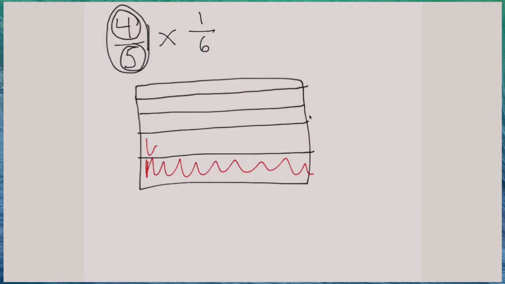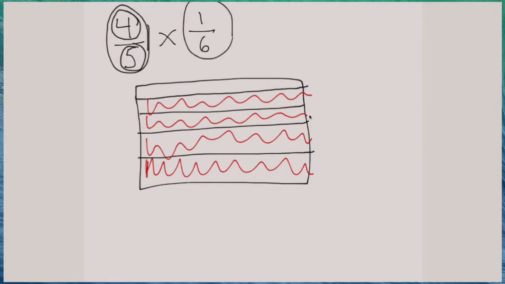There's 1, 2, 3, 4. Got 4 of them colored in. The next thing I'm going to do is move to my next fraction. So I'm going to divide this one into 6 pieces.